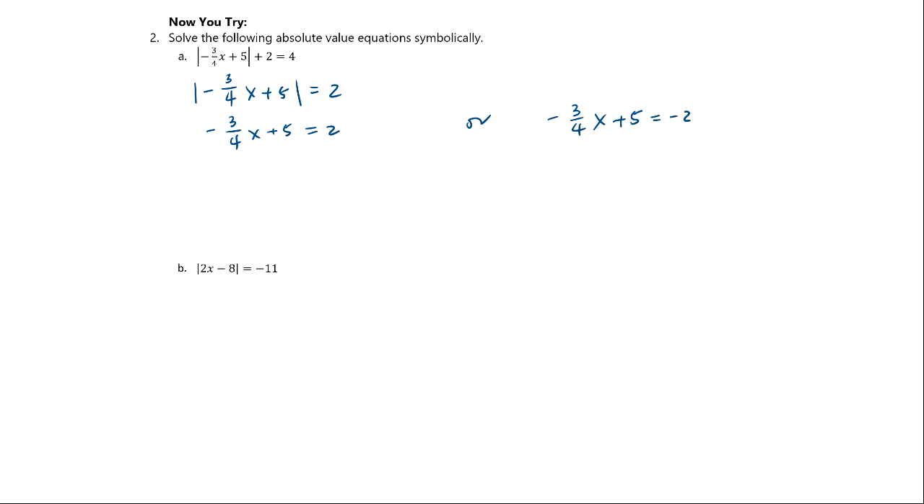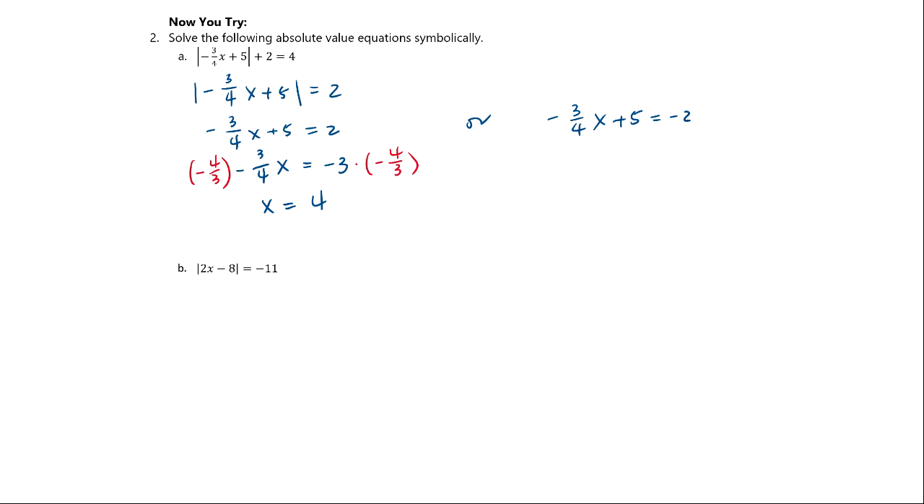And when we have this scenario, we can go ahead and subtract 5 on both sides to get negative 3/4 x is equal to negative 3. To get x by itself, we can multiply by the reciprocal, meaning we're multiplying negative 4/3 on both sides. And to get the result, we would have x is equal to, here on the right side, a positive 4.